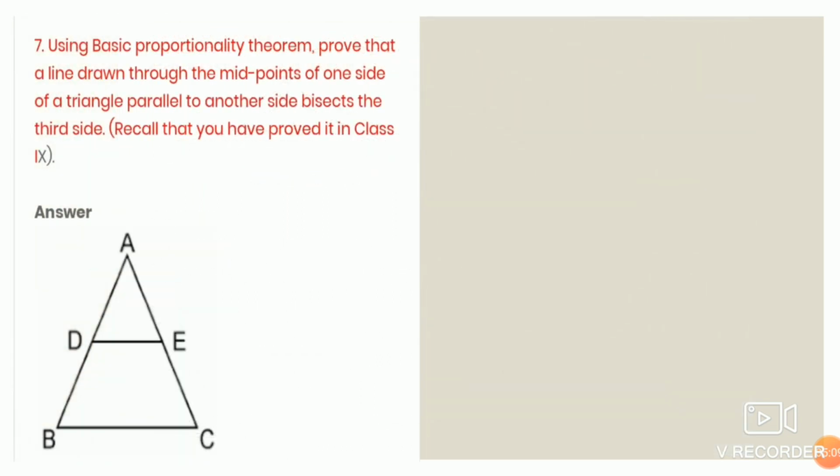Question number 7 says, using basic proportionality theorem, prove that a line drawn through the midpoint of one side of a triangle parallel to another side bisects the third side.